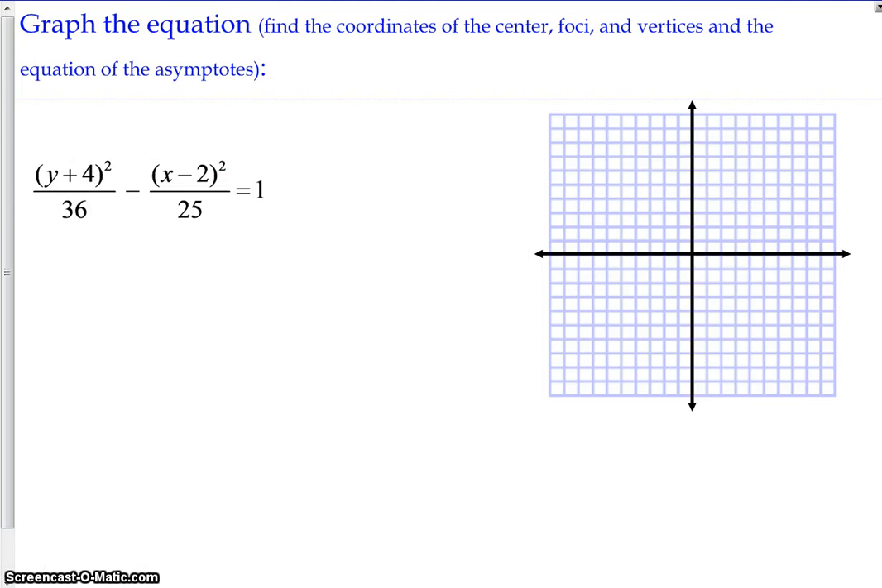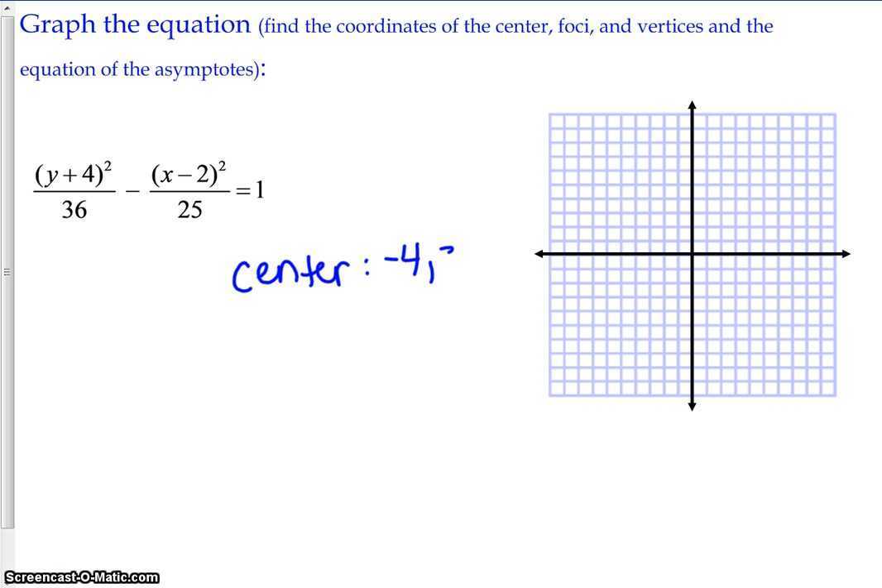So let's look at some examples. When we are graphing a hyperbola, and it's given to us in standard form, there's a couple things we need. We need the center. Well, the center here is at -4. Oops, and I do this all the time. I apologize, it's not -4.